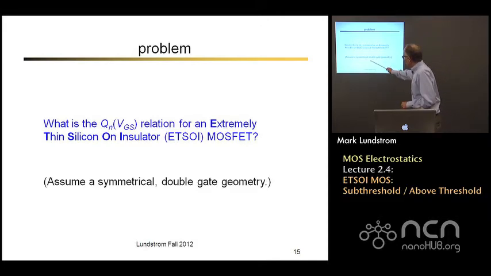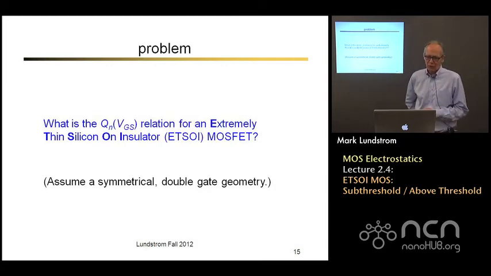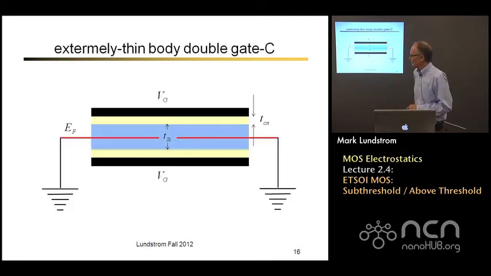To make things simple, I'm going to assume that the structure is symmetrical. It's got the same thickness oxide on the top and the same on the bottom. We apply the same gate voltage on the top and the bottom. We'll call that a double gate geometry. So here's our structure. Very thin silicon layer, oxide on the top, oxide on the bottom, same voltage applied to the top and the bottom.